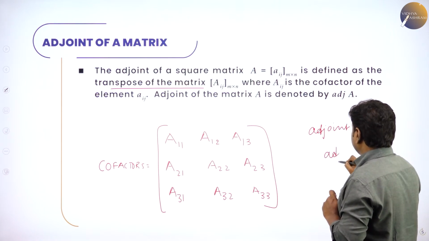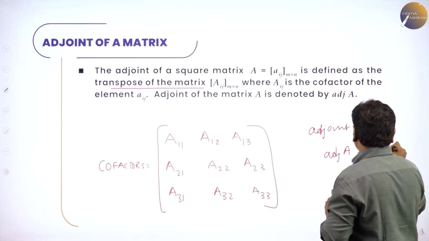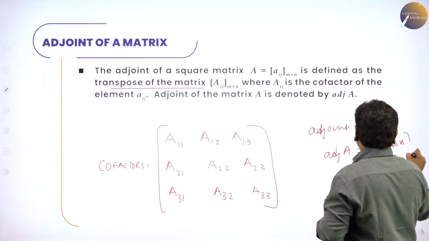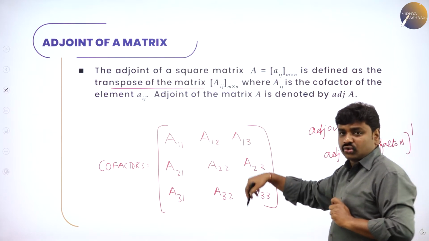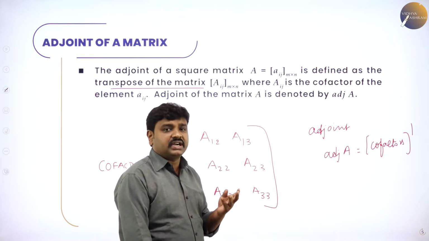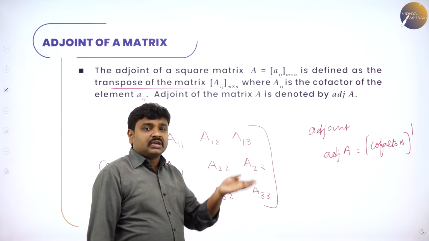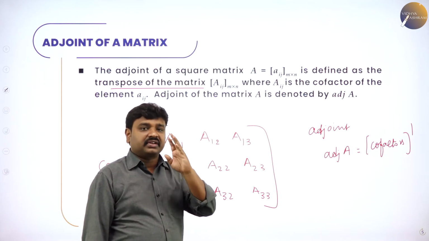That is, adjoint of A is the transpose of the cofactors. Transpose of what? Cofactors. And all of you know how to find the transpose, it means change the rows to columns. If you change the rows to columns of the cofactor matrix, you will get the adjoint. Adjoint is a matrix obtained by transposing the cofactor matrix.